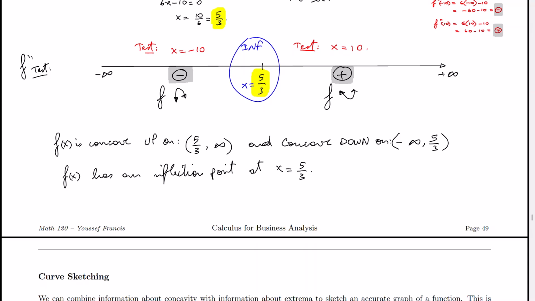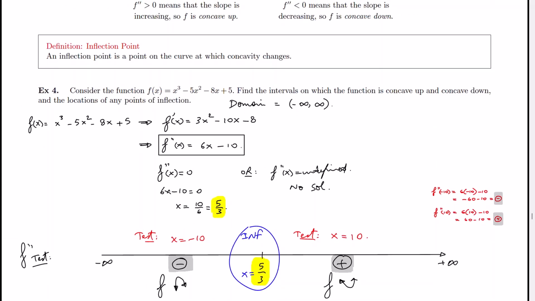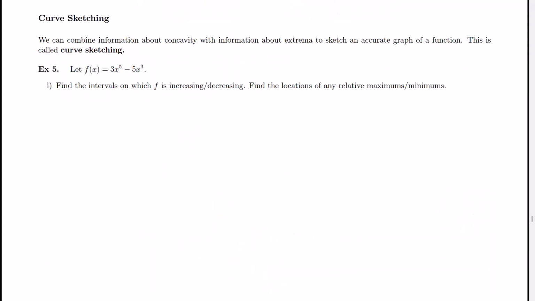If I am interested in finding the y-coordinate, by the way, we always find the y-coordinate by using the original function f of x. So you would take your 5/3 and plug it into this function f of x to get the y-coordinate of the inflection point. In this case, it doesn't seem like they want the y-coordinate, so we are pretty much done with this problem.